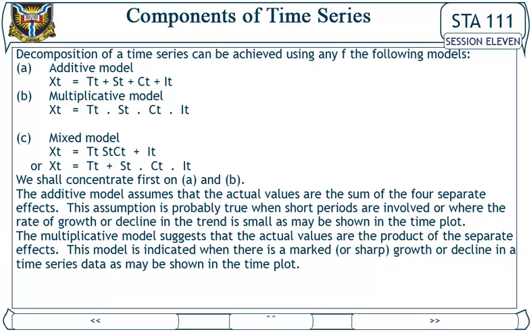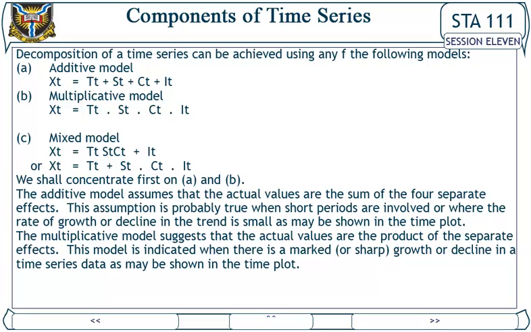The composition of a time series can be achieved using any of the following models. A. Additive model. Xt is equal to Tt plus St plus Ct plus It. B. Multiplicative model. Xt is equal to Tt times St times Ct times It. C. Mixed model. Xt is equal to Tt, St, Ct plus It, or Xt is equal to Tt plus St times Ct times It. We shall concentrate first on A and B.